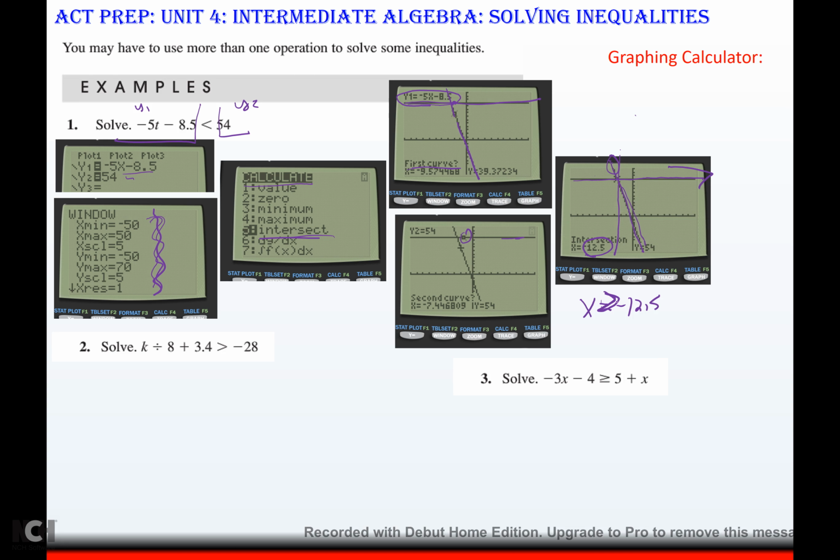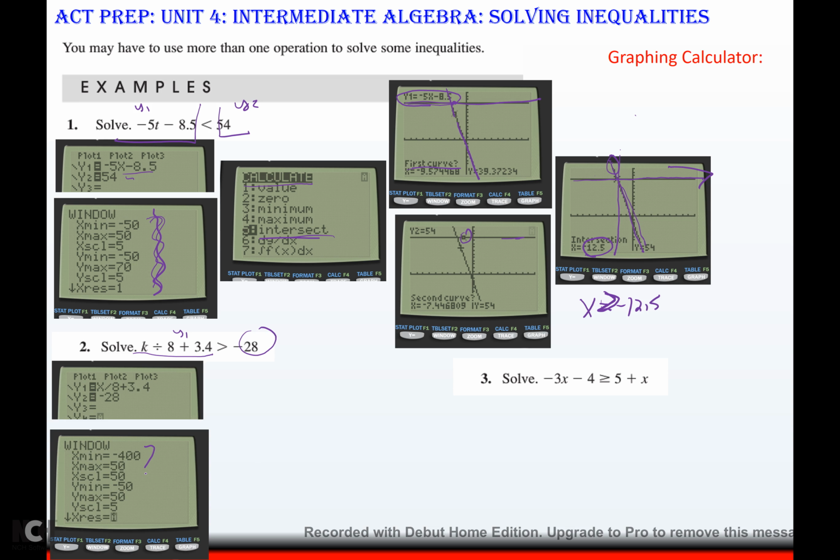So like I said, to me, doing it by hand was a lot simpler than doing it on the calculator, but you can. Alright, I'll show you two on the calculator. So I have x divided by 8 plus 3.4 for y1. I have negative 28 for y2. I set my window. Again, that's a pain in the butt. You got to play around until you can see them intersect each other.